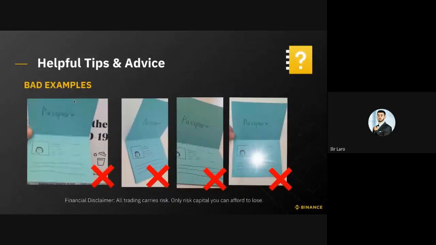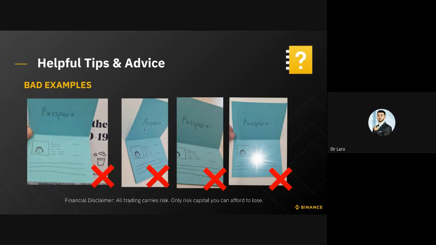Essentially, those are the good examples. Some bad examples I want to briefly touch on. The first example, you can clearly see that the photo is blurred, and that there is some lettering behind the documentation. This wouldn't be accepted.